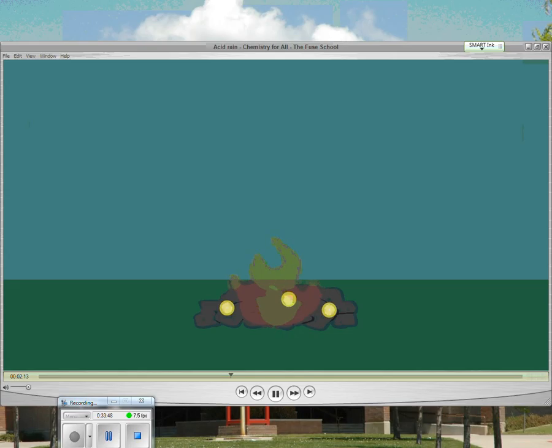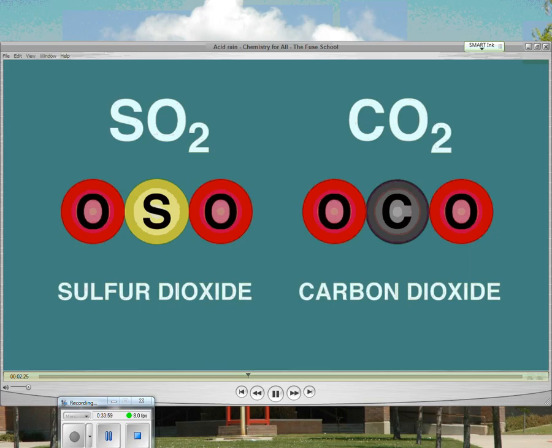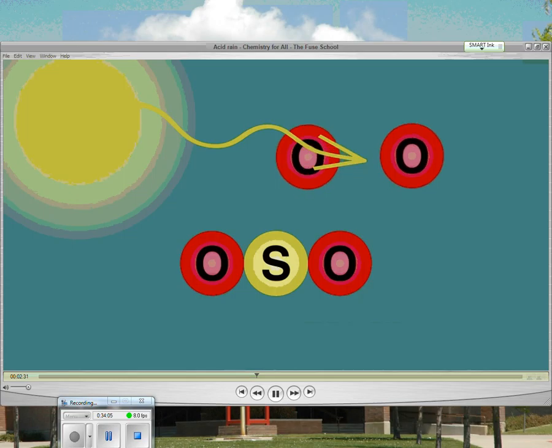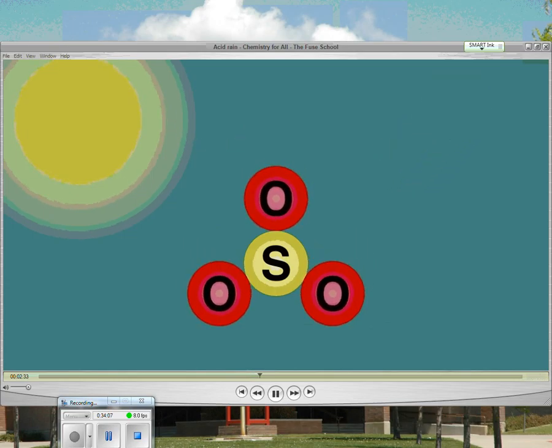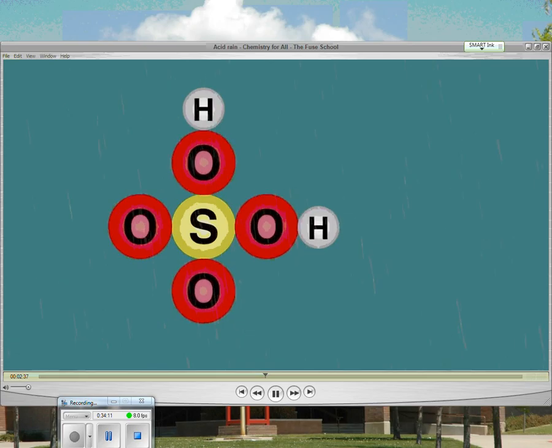When the coal is burnt, the sulfur and the carbon atoms join with oxygen from the air and are released into the atmosphere as carbon dioxide and sulfur dioxide, SO2. In the presence of sunlight, a photochemical reaction will take place where sulfur dioxide reacts with more oxygen to form sulfur trioxide. This dissolves in the rainwater, forming sulfuric acid.